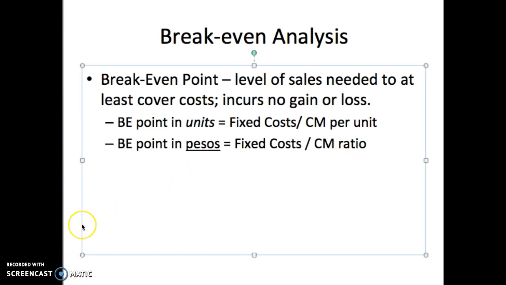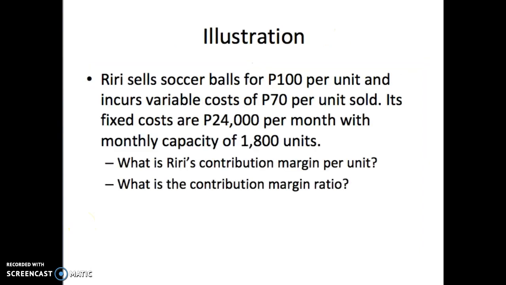And so, to understand this better, let's look at the illustration. So let's say Riri sells soccer balls for 100 pesos per unit and incurs variable costs for 70 pesos per unit sold. Its fixed costs are 24,000 per month with monthly capacity of 1,800 units. First question is, what is Riri's contribution margin per unit?